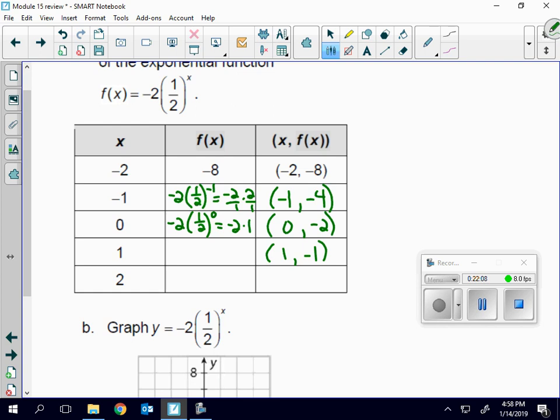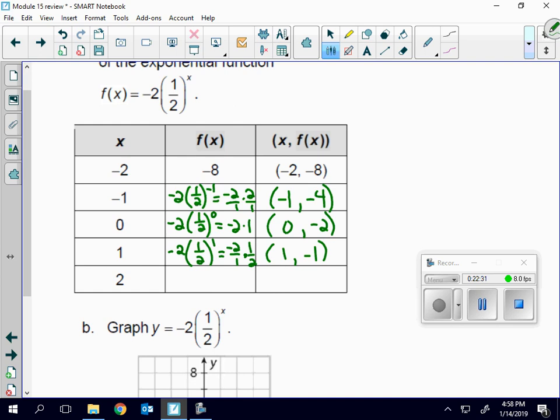Okay, so let me do this one again. This is the one I did before. Let me make this smaller. Alrighty. So -2 times 1/2 to the 1st power, I just did it, is -2 over 1 times 1 over 2, which is your -1.